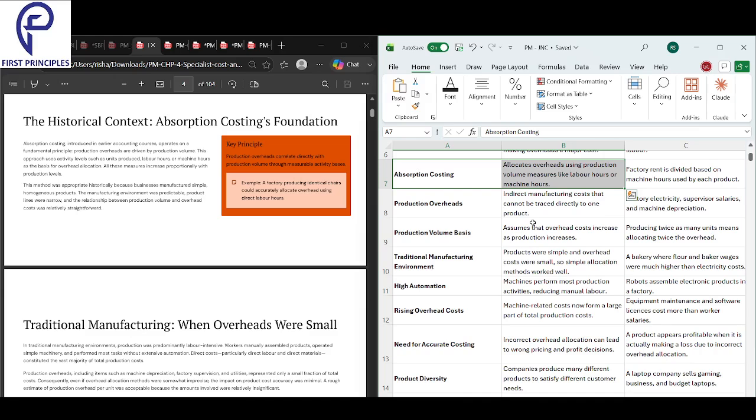So before, they were using absorption costing, now they're using activity-based costing. Before, the allocation was done on production volume. Now it's done based on activity. Easy.